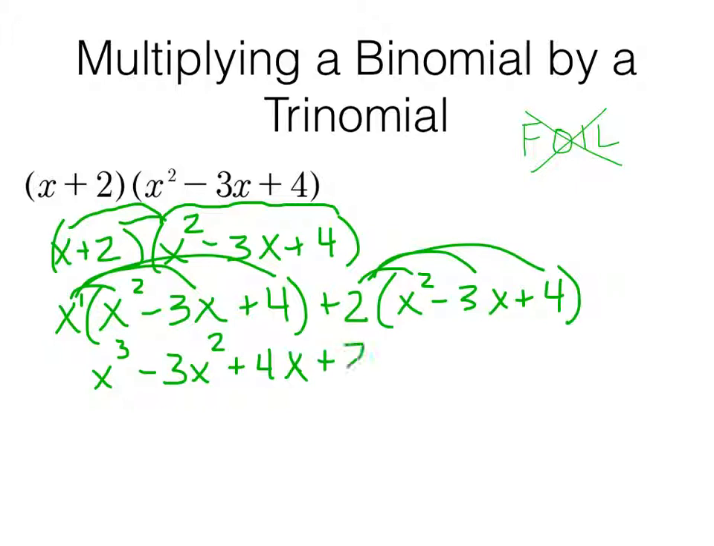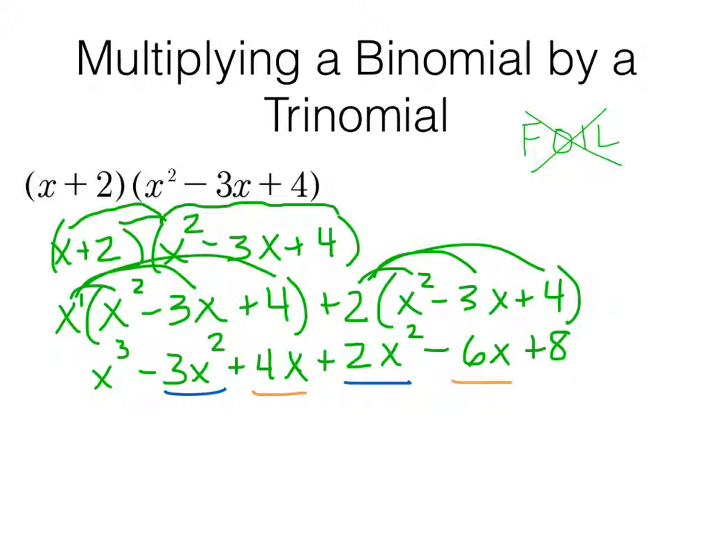Now we'll do 2 times everything in the second set of parentheses. So 2 times x squared is just 2x squared. 2 times 3x is 6x, so 2 times minus 3x is minus 6x. And then plus 2 times plus 4 is plus 8. Then I can go through and find my like terms. Now in this case, I'm going to have a couple more like terms than I'm used to. I'm used to just having 2 like terms. I'm going to have 2 pairs of like terms.